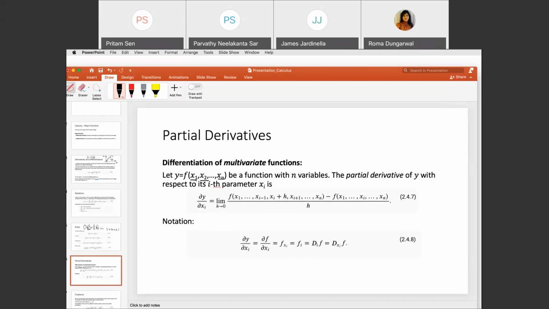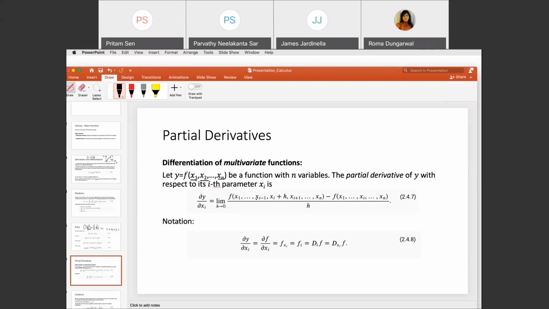Here x1, x2, up to xn. Actually, it depends on n variables. Now we want to see the effect of changing only one variable. For example, we want to change the value of x1. I want to see the impact. So we can calculate it like this.